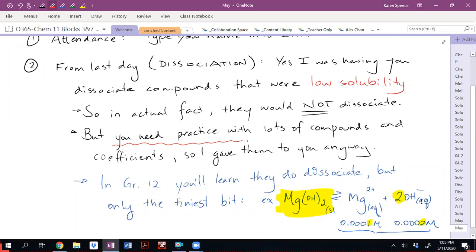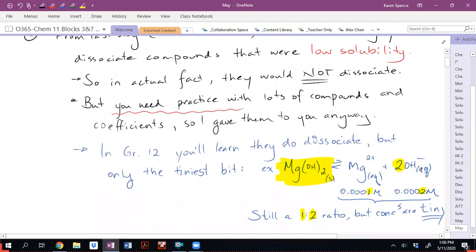Now, in grade 12, you will learn that they actually do dissolve, but only the tiniest bit. So you might have magnesium hydroxide, and no matter how much you dump into the water, it has a maximum concentration of 0.001 molar. And so the concentration of magnesium would be 0.0001 and hydroxide 0.0002. It is still a 2-to-1 ratio, but the concentrations are super tiny.